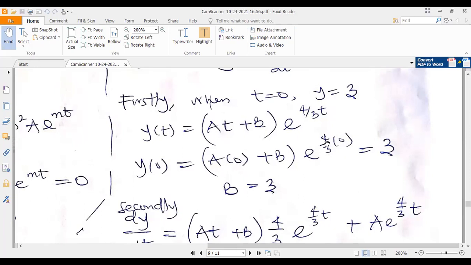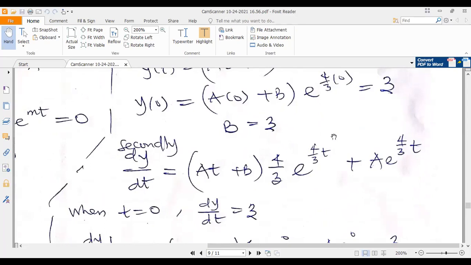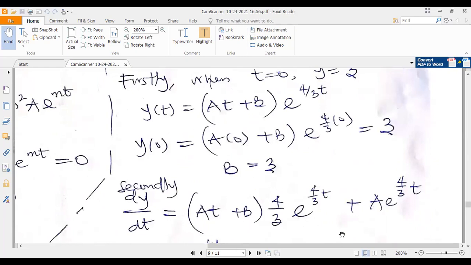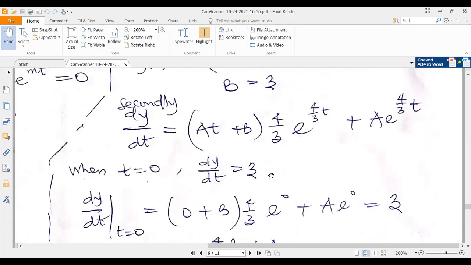Is there any question on this? Okay, let's go and find the second constant now. Before we can find the second constant, we need to differentiate the solution. If you look at the solution very well, do I need to show you how to differentiate this? I believe you can differentiate it, so I will not show you.